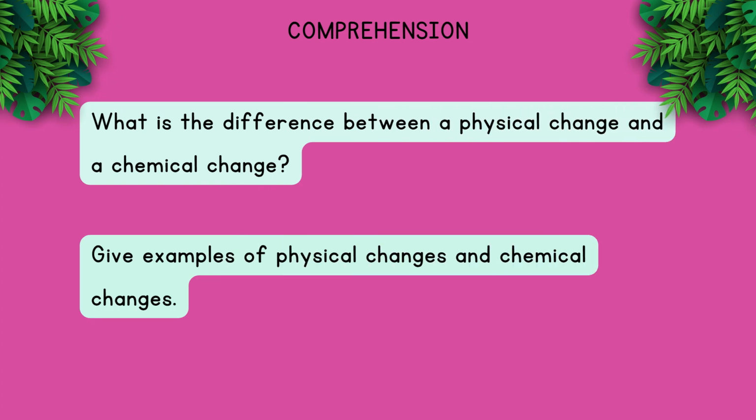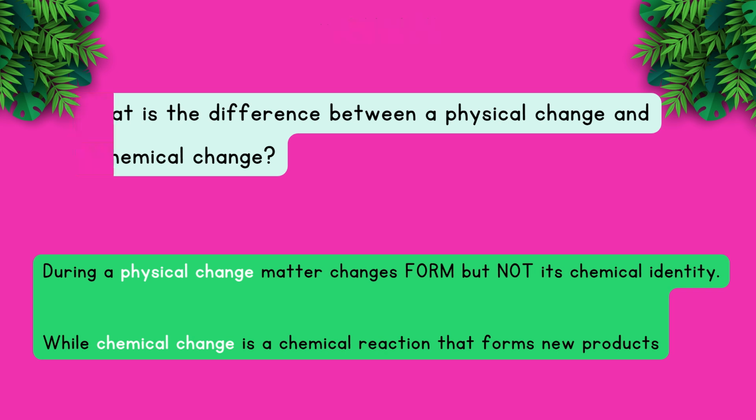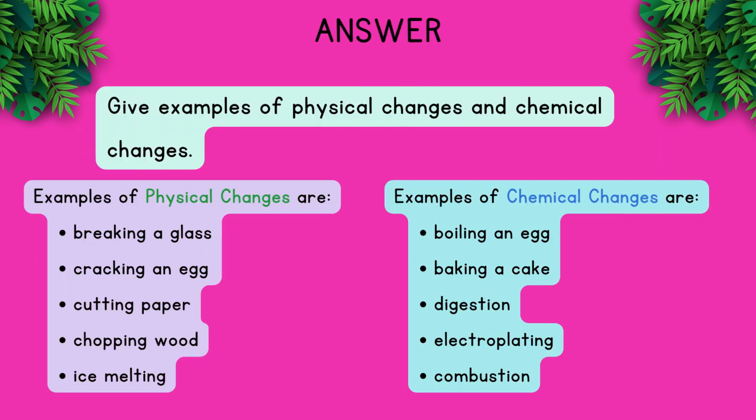What is the difference between a physical change and a chemical change? Give examples of physical changes and chemical changes. During a physical change, matter changes form but not its chemical identity, while a chemical change is a chemical reaction that forms new products. Examples of physical changes are breaking a glass, cracking an egg, cutting paper, chopping wood, or ice melting. Examples of chemical changes are boiling an egg, baking a cake, digestion, electroplating, combustion.